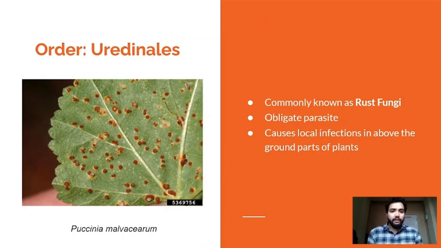Now the first order is Uredinales. Uredinales is commonly known as the rust fungi and it is an obligate parasite. It causes local infections in the above-ground parts of plants. A famous example of Uredinales is Puccinia malvacearum.